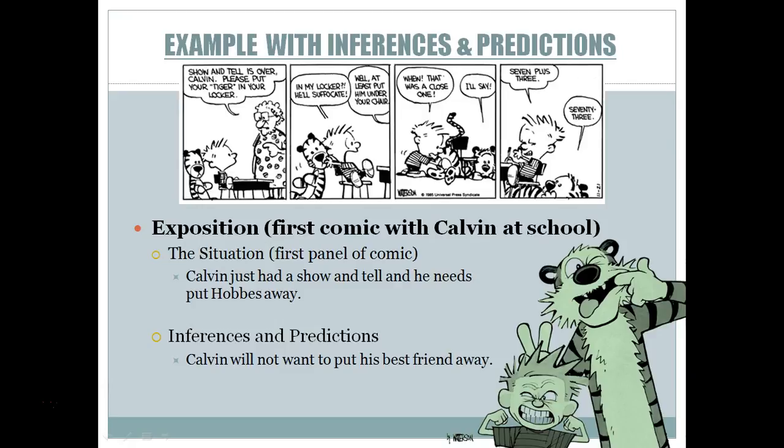So Calvin's not going to want to put his best friend away somewhere else. And since Hobbes, as you can tell, seems to be real to Calvin, he doesn't want to put him in a locker where he could possibly suffocate. So that's some important details to note for what's going to happen later on. We can even have guessed that if we didn't have the other three panels right in front of us, and that could have been useful for predicting.